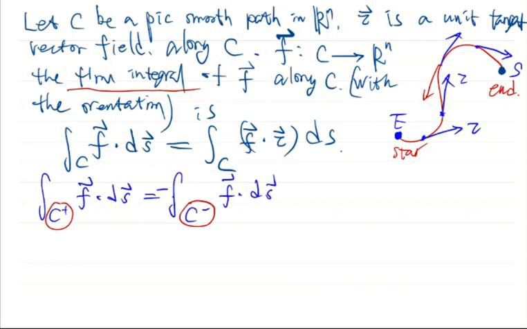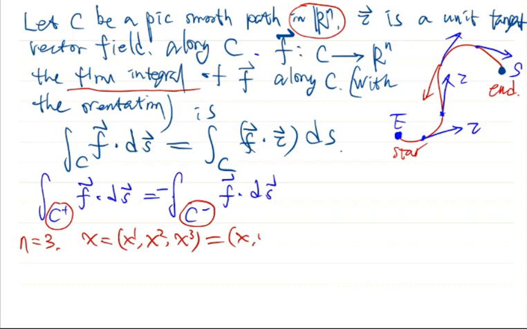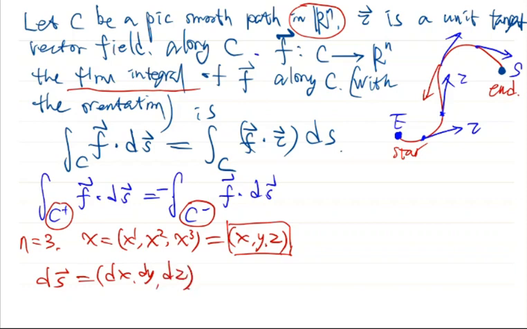So this is defined in n-dimensional space. So in 3-dimensional space, when n equals 3, this is most interesting for physics. When n equals 3, we usually write x1, x2, x3, but we denote it by xyz. This is more convenient. Then the ds is dx dy dz. This is also a notation.